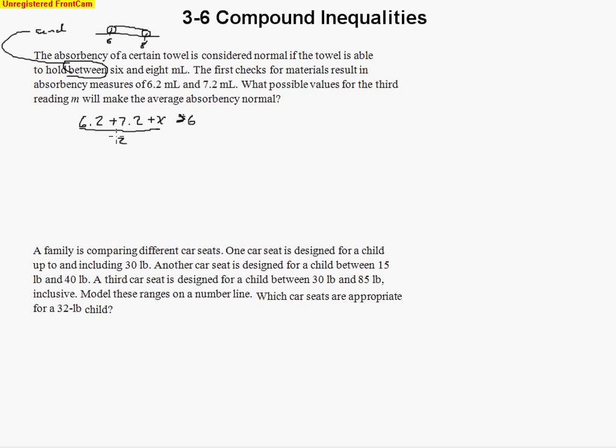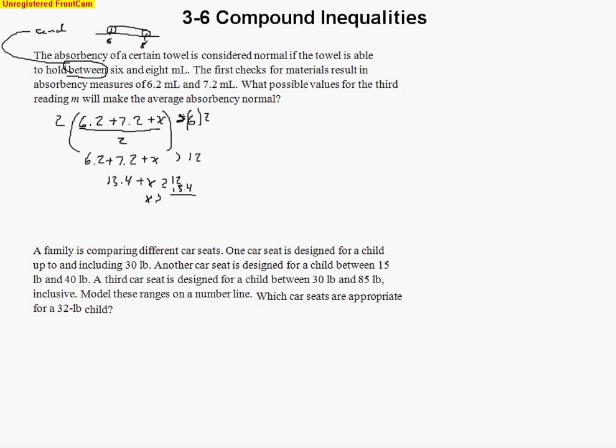three. And so when we go ahead and do this, I'm going to multiply this side by 2 and this side by 2, and I'm left with 6 and 2/10 plus 7 and 2/10 plus x is greater than 12. So when I add these two together, it gives me 13 and 4/10 plus x is greater than 12. And I'll subtract that, so I end up with x is greater than the difference of 13 and 4/10 from 12.